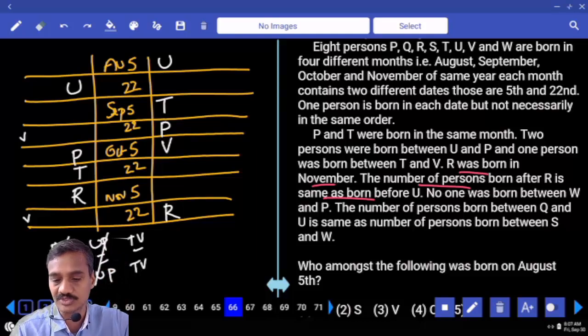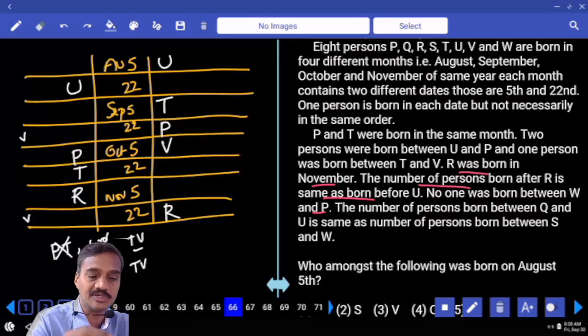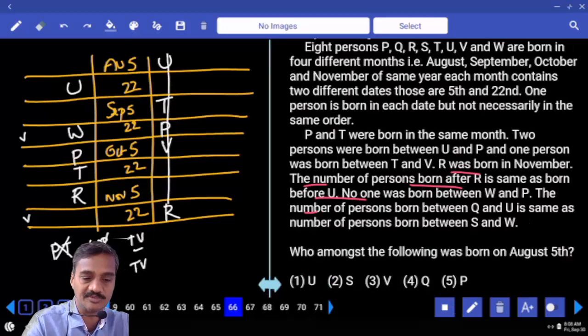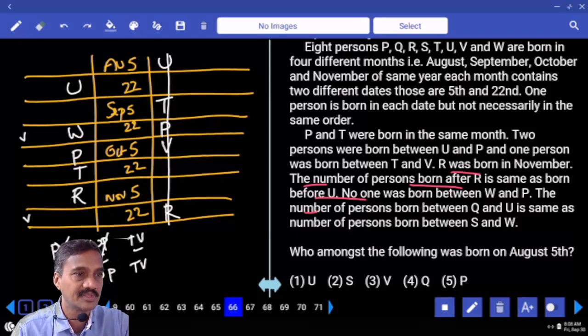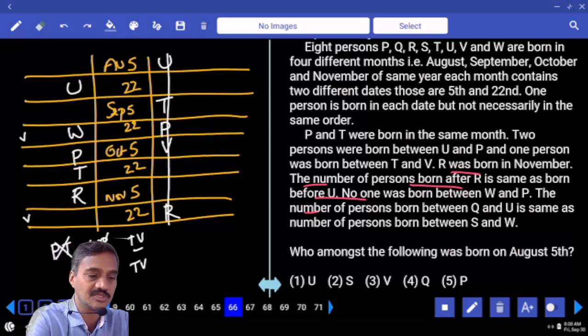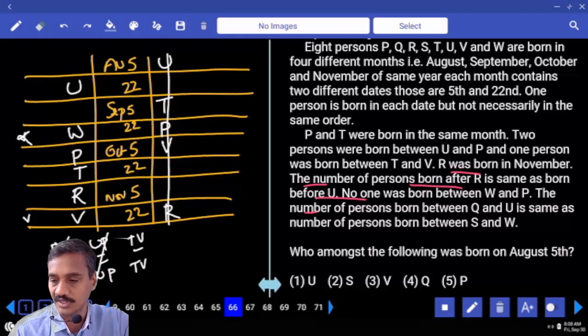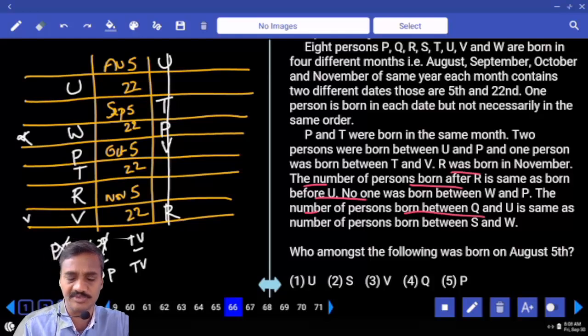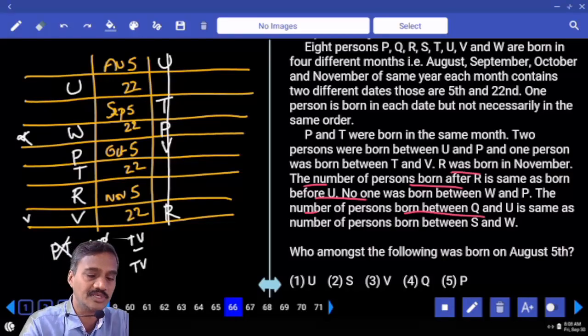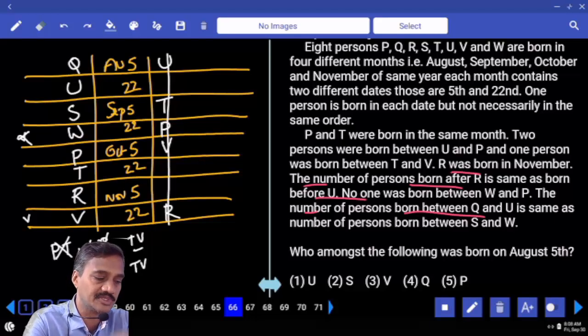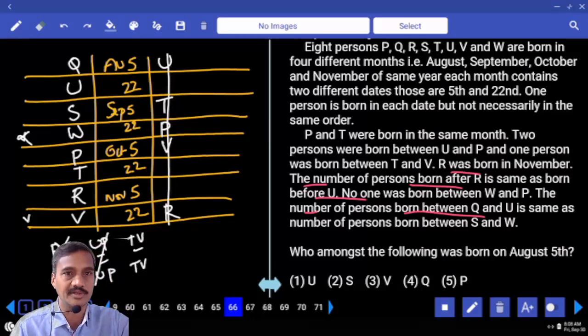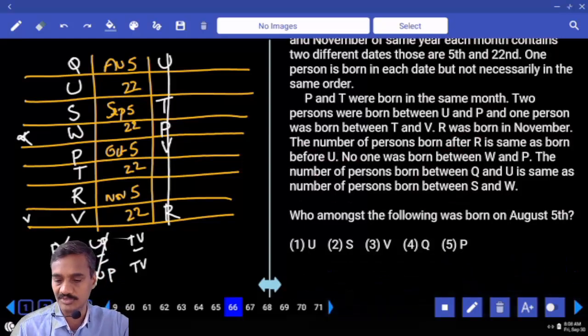And next one, no one was born between W and P. So W and P must be adjacent to each other. W is here. And in the second case, W and P adjacent to each other is not possible. So W is here. V cannot be at this place. V must be here. Now V is here, and the number of persons between Q and U is the same as between S and W. Hence between Q and U, there is no person. Between S and W, there should not be any person. Done with this? Then coming to question number 66.